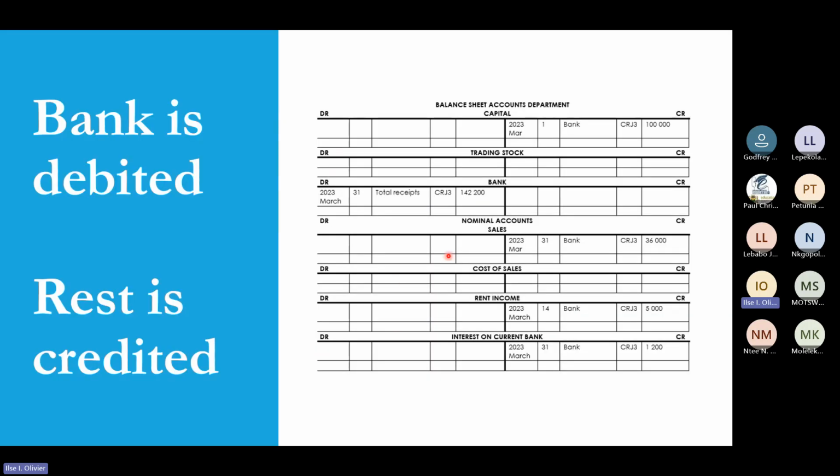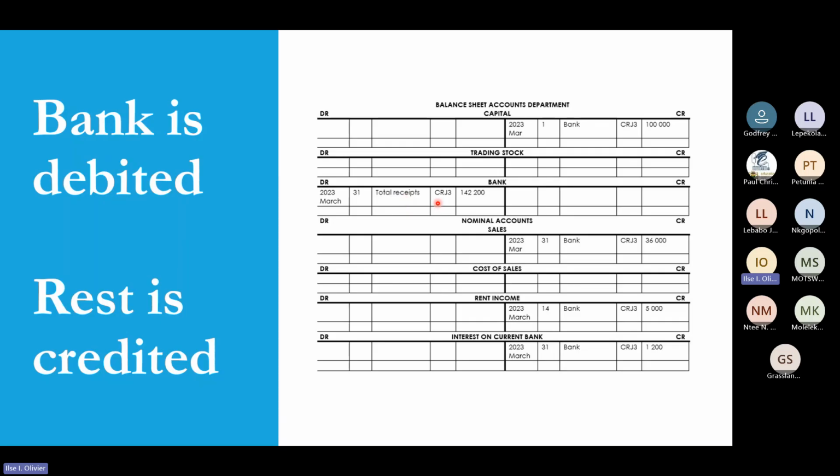So if we look at our general ledger, on the debit side, we will have our bank column. We start with the date. Remember, bank was a column, so we total it on the 31st. What was it for? Cash receipts journal. So our total receipts for the month, our folio number CRJ3, 142,200. This is debited. Then all our other accounts are credited. The first one was our sales. That was also a column on the 31st. What does it refer back to? To our bank. That's why we write bank here, CRJ3, and then the 36,000 that we have there on the credit side. Okay. Then we go to our sundry accounts.